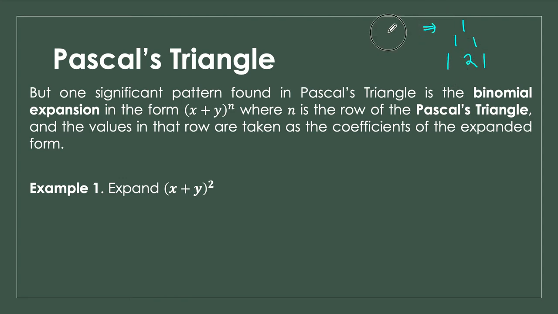We call this our row 0. This is our row number 1, and this is our row number 2. Since the degree is 2, we're going to make use of row 2 in order for us to expand this. These numbers in the Pascal's triangle will be taken as the coefficients of those terms. So we're going to write it as 1, 2, 1. And those are the coefficients.